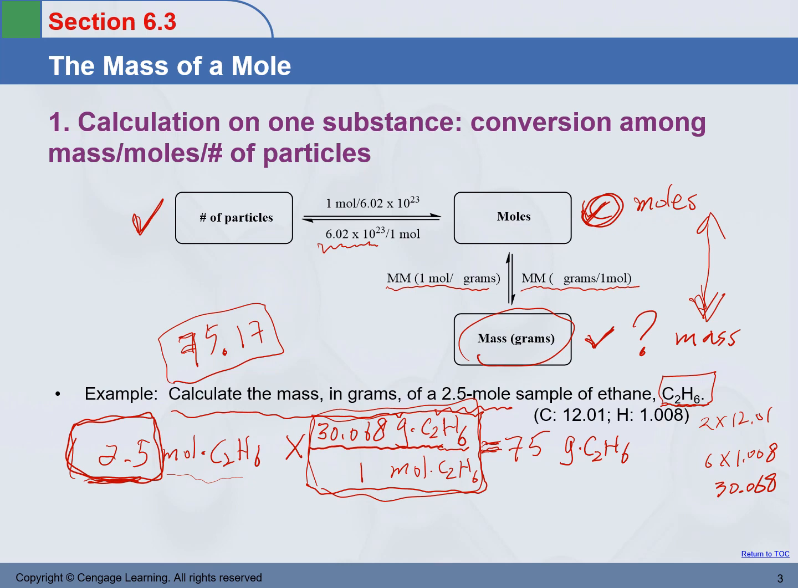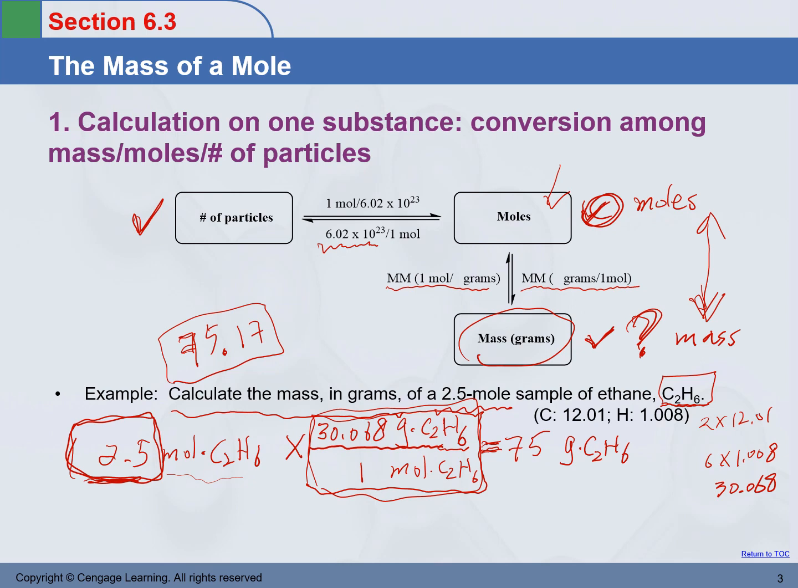So let me review what we did again. We look at the question. We identify in which box from the flowchart we know information, and we identify which box is our destination. In this case, we are right here in the moles. We want to go to mass. Once you know this, you know you need only one conversion factor, and that conversion factor should be the molar mass of ethene in this case.